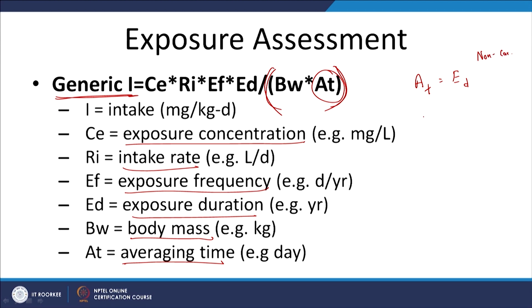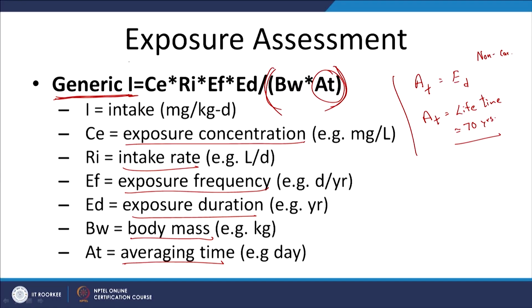For carcinogens though, the averaging time will be equal to the lifetime, because we are looking at lifetime cancer risks, and lifetime is typically assumed to be 70 years, right. This is something that you need to keep in mind. So again, as I mentioned, this is the generic formula.